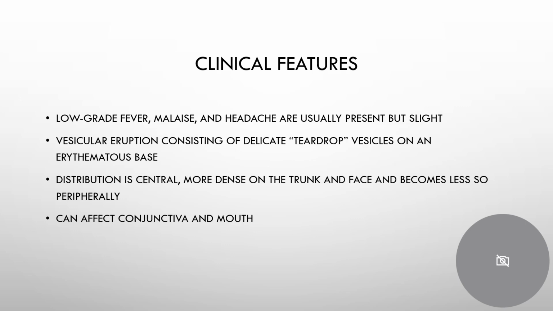The clinical features include a low-grade fever, lethargy, loss of appetite, malaise, and a headache, which are usually present although mild. The patient will note a vesicular eruption that appears as a droplet or a teardrop on an erythematous base. These vesicles initially start on the neck and face and trunk, and they spread peripherally to involve the limbs to a lesser extent. There can also be mucosal involvement of the conjunctiva and the mouth.